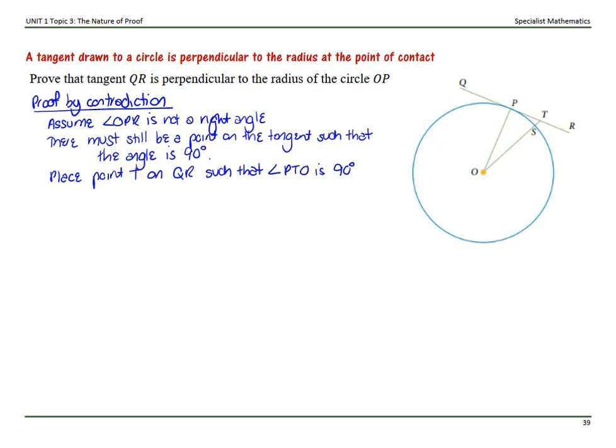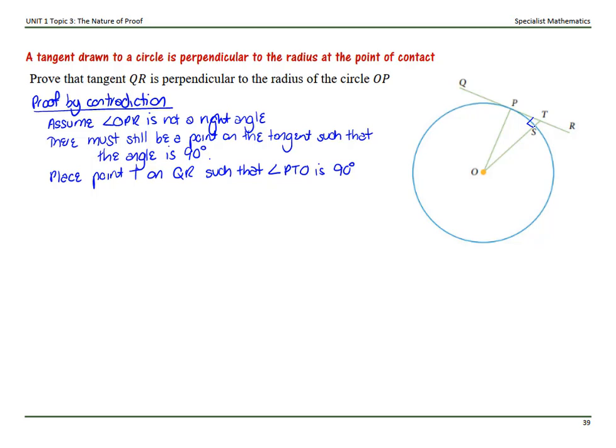Okay, so let's go through that again. Assume angle OPR is not a right angle. So that's why it's a contradiction. We want it to be the right angle, so we're going to assume it's not. So there must be a point on that tangent such that the angle is 90 degrees. So we're going to place point T on QR such that angle PTO is 90 degrees. So we're saying this angle here is 90 degrees.